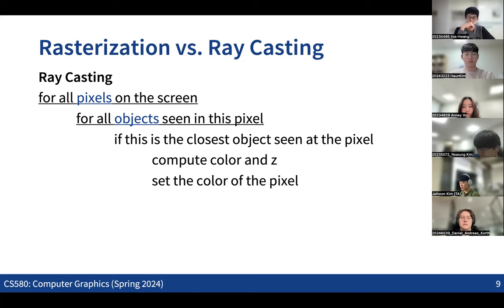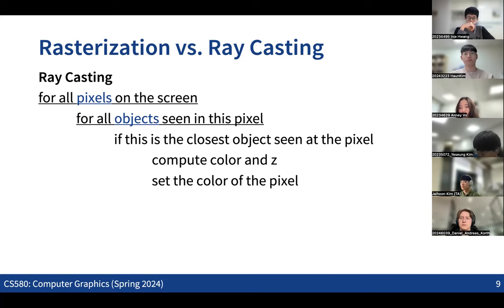So this is a different way that we are updating each pixel's information, which sounds very similar to rasterization, but we're going to see what the advantage of this approach is. It is clear, the difference between rasterization and ray tracing.